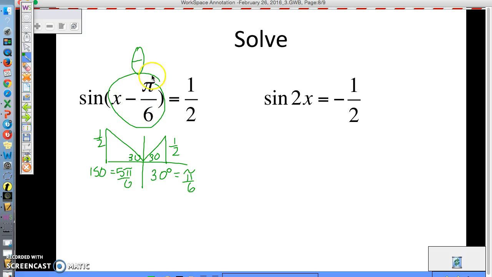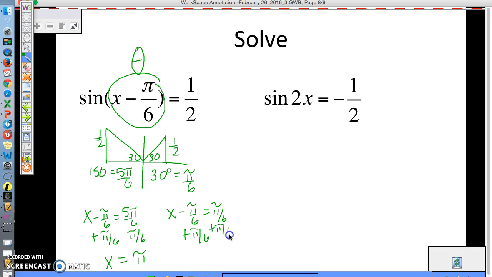But we're not just solving for our angle here. Our theta are these two. So we want to know, when does x minus pi over 6 equal 5 pi over 6? And when does x minus pi over 6 equal pi over 6? So if we solve these, we add pi over 6. So x equals 5 pi over 6 plus pi over 6 is just pi. Add pi over 6. So we have x equals 2 pi over 6, which is pi over 3.